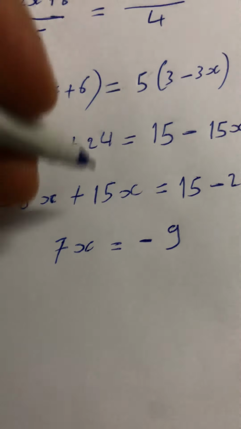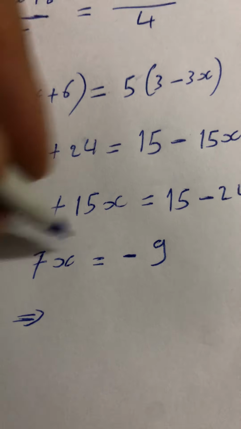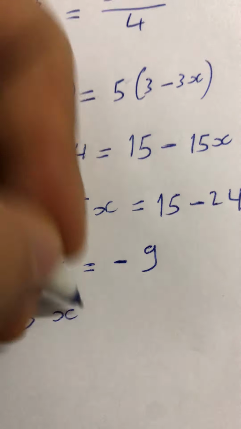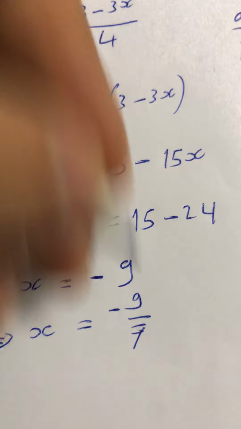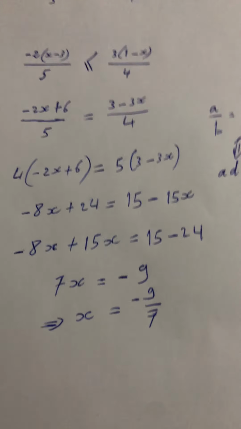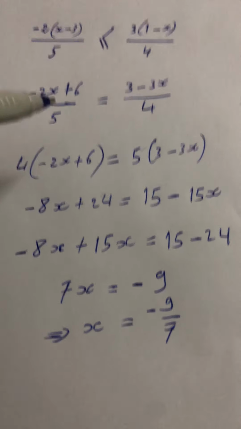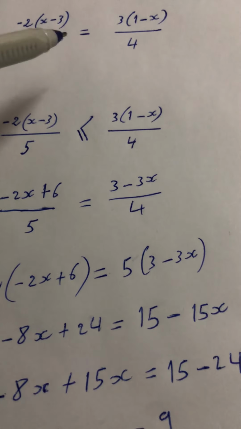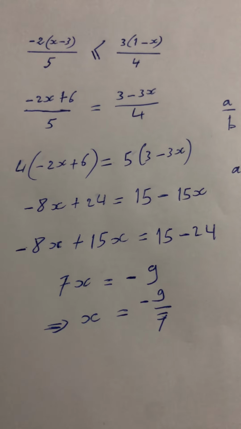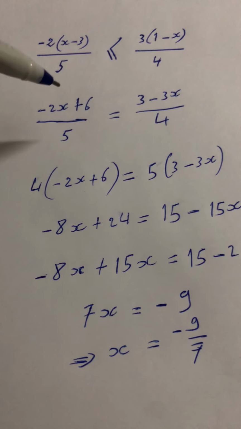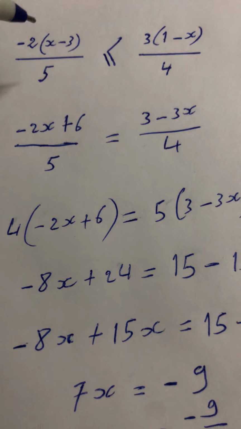Okay, now 7x equals minus 9. You divide now, you divide by 7 here and 7 there. So you can bring x here. x equals minus 9 over 7. Okay, so this is the solution of this equation. Okay, now second question about the inequality. Okay, how to solve this inequality.